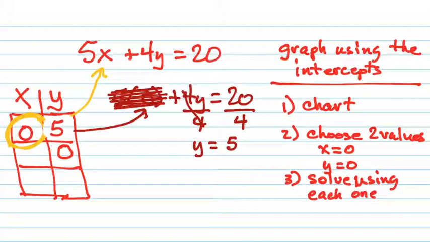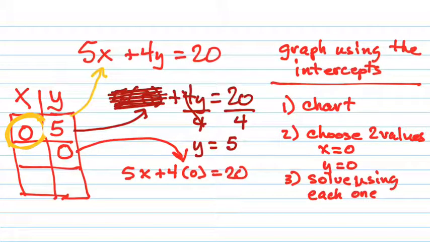Now I'm going to do the same exact thing, but this time I'm going to put 0 in place of which letter? Y. We already put 0 in place of x. That's always the first step. Now I'm going to put 0 in place of the y. So 5x plus 4 times 0 equals 20, right? All I did was, in place of the y, I put a 0, which I love. Why? 4 times 0 makes 0, which is nothing. That's the beauty of this part of this system. There's no math to do there.